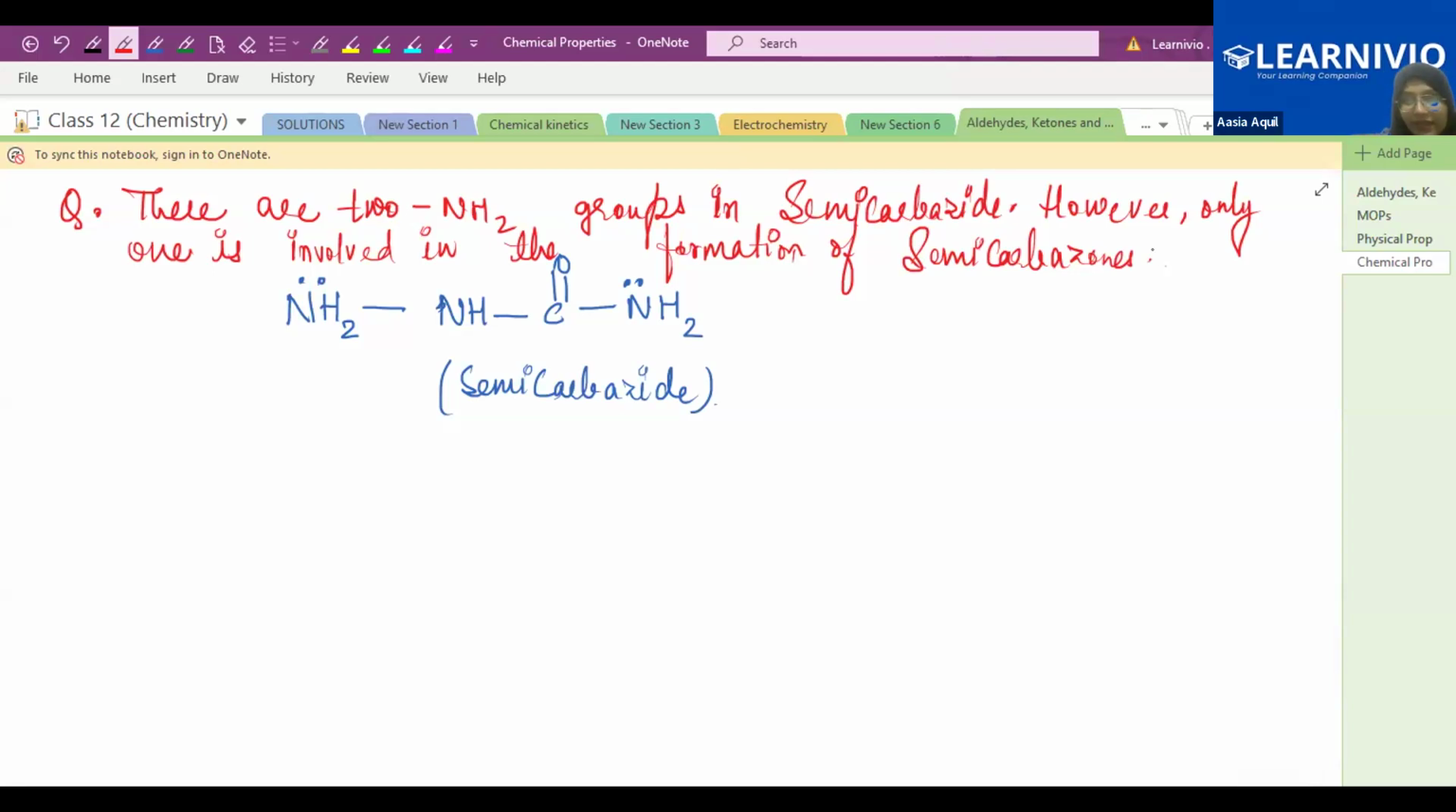So in semicarbazide, this is the structure of semicarbazide, NH2, NHCO, NH2, right? You can see on both terminals, an NH2 group is present. It means that two NH2 groups are present in semicarbazide, but only one, which is here on the terminal, this one, we are talking about this NH2. Only this nitrogen, and this lone pair of this nitrogen, is involved in the formation of semicarbazone.